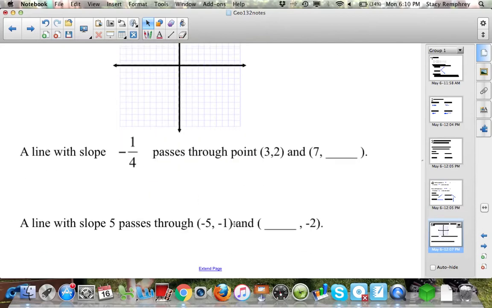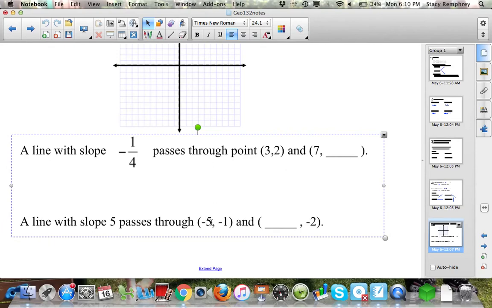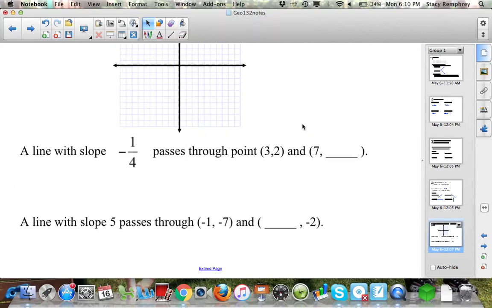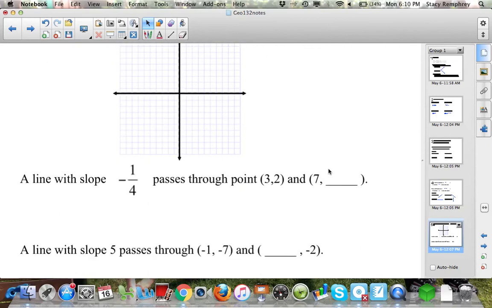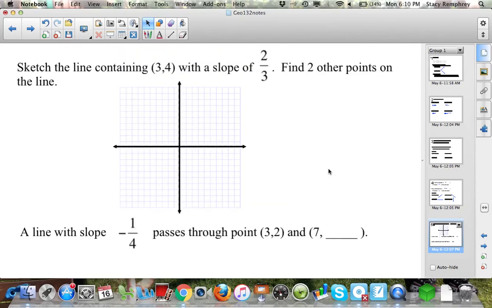On the next slide, don't worry about this one. I changed the numbers actually in the answer slide. So I actually think I have this as -1 and -7. So if you work it with those numbers, it'll work out a little better. So over here, you're going to sketch the line containing this point with this slope. Again, an Algebra 1 review. And then you're going to find the missing point for these. So go ahead, give this a try, push pause now, and then come back.